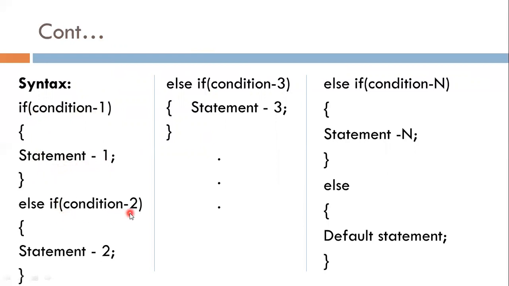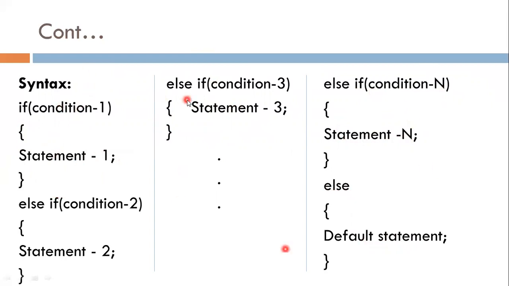Else if is written with condition 2 and statement 2. In the same way, another else if is written for condition 3 and statement 3. This else if statement with condition is repeated up to condition n, and here else if condition n with statement n, and at last else is written with a default statement. Similarly, if we have only one statement for a particular if, else if, or else, then there is no requirement of brackets.